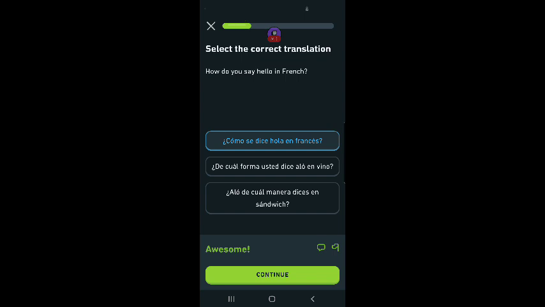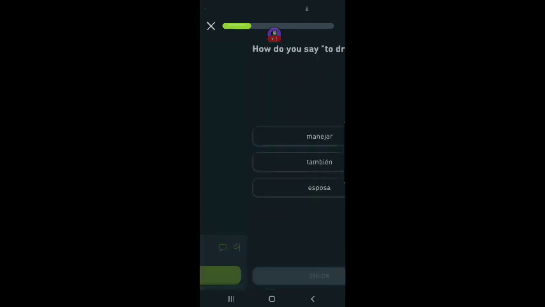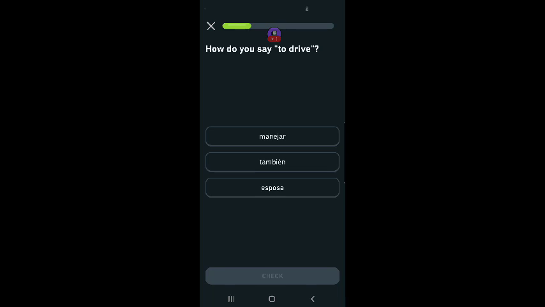I say ¿cómo se dice more than anything else in Spanish, when I'm talking to my friend Noel. He and I used to work together. He speaks Spanish fluently. He's from Mexico originally. How do you say to drive? Manejar. Manejar.